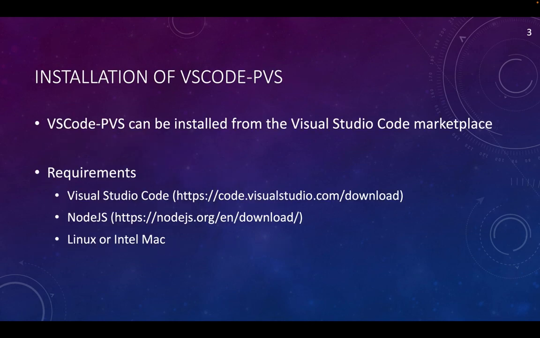VSCode-PVS can be installed from the Visual Studio Code Marketplace. To proceed with the installation, you will need the following packages pre-installed on your machine: Visual Studio Code, Node.js, and you will need a Linux or Intel Mac system. If you have a Windows system, you will need a virtual machine with Linux.